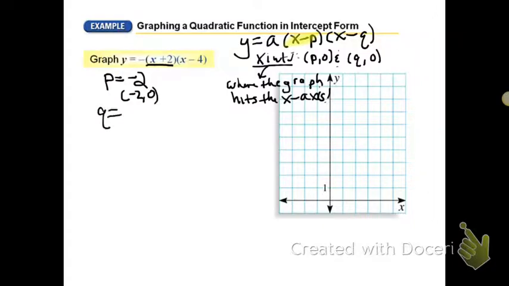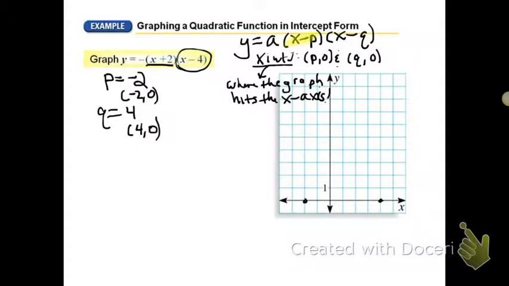My q value is going to come from that binomial. What I'm subtracting from x there is just a positive 4. So I know my second intercept is going to be at 4 comma 0. So just by looking at the equation, I can plot negative 2, 0 right there, and 4, 0, which is 1, 2, 3, 4 right there.